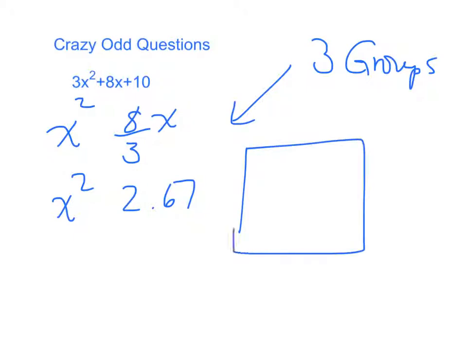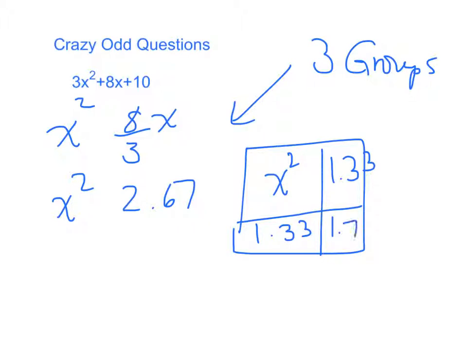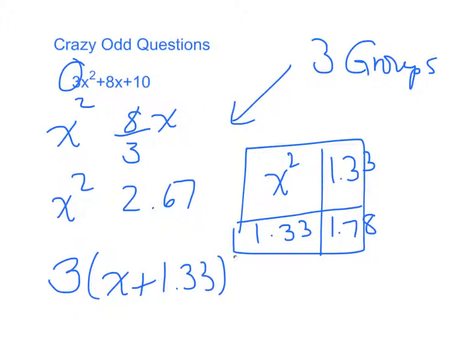What's going to be in each box? Here's where things get interesting. It's going to be half of 2.67, which is about 1.33. If you keep your decimal points while you're doing this, it's probably better. And what is 1.33 squared? It's about 1.78. All right. So, how many times did we go shopping? Well, 3 times. What's in each box? X plus 1.33 squared.